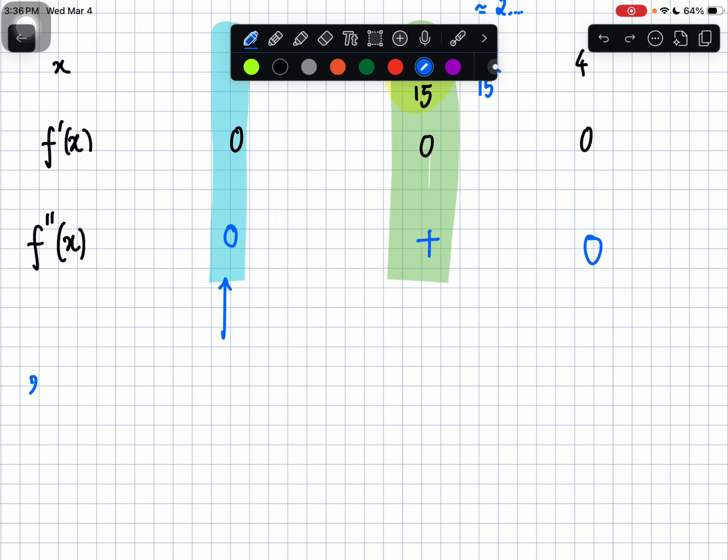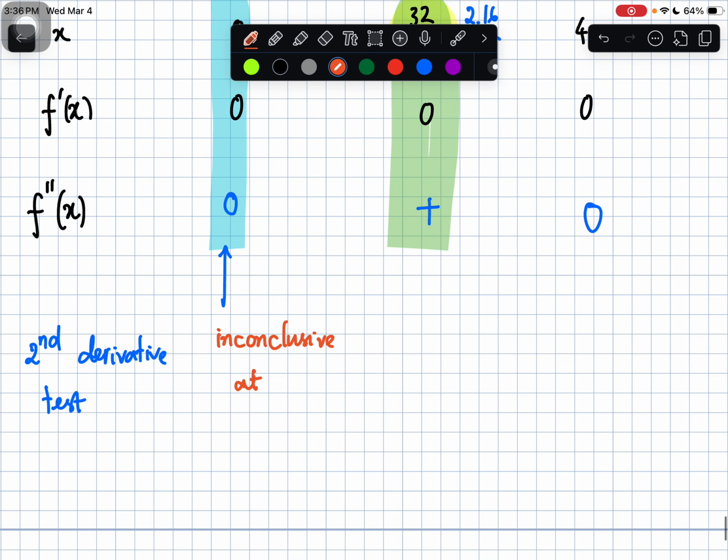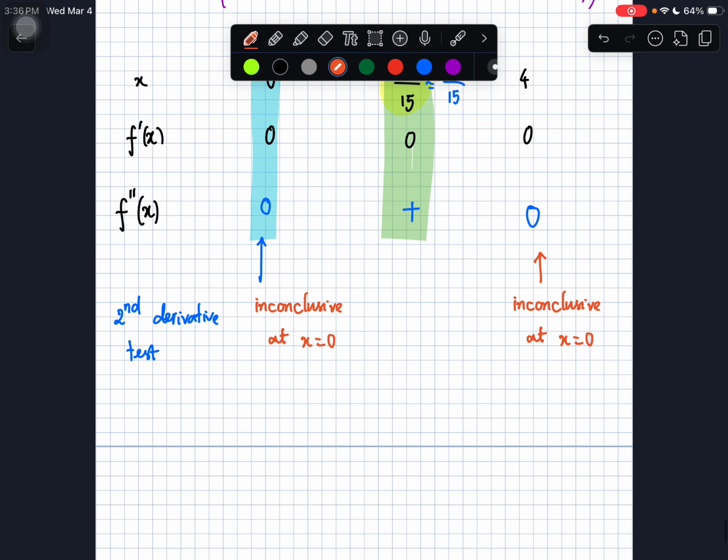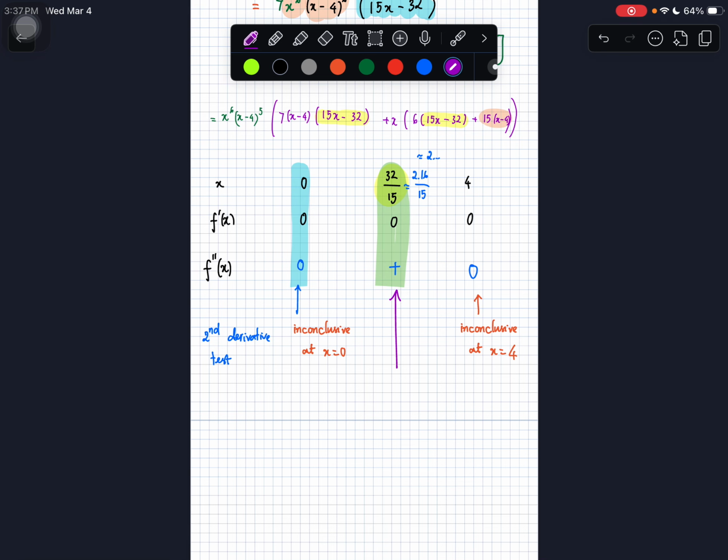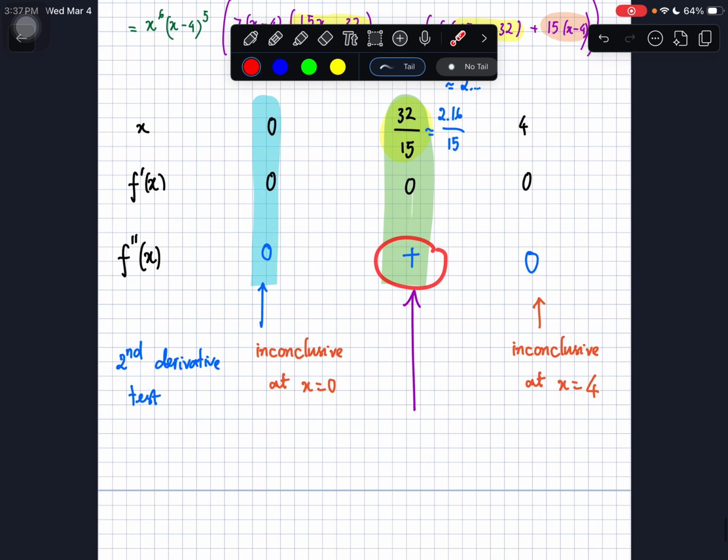The second derivative test is inconclusive at x equal to 0, and it's also inconclusive at x equal to 4. But at least the second derivative test can tell us the behavior here. f double prime is positive, so f prime is increasing, going negative, 0, positive.